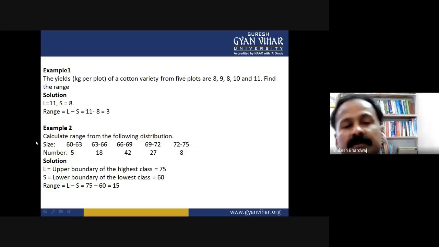Now, for example, for the raw data, a series of observations is given in front of you: 8, 9, 8, 10, 10, 11. By observing this, the highest value is 11 and the lowest value is 8. So the range is given as 11 minus 8, which comes out to be 3.